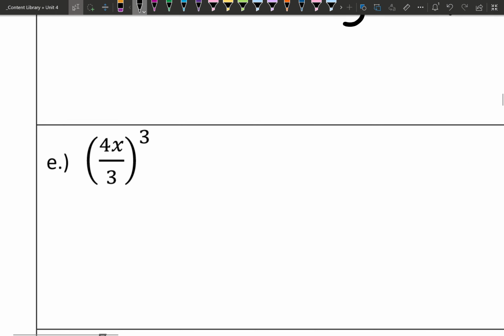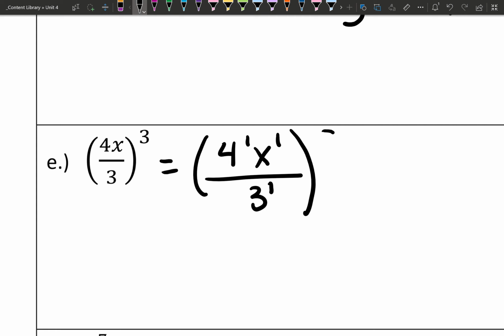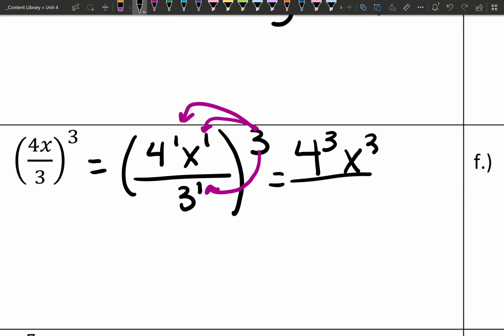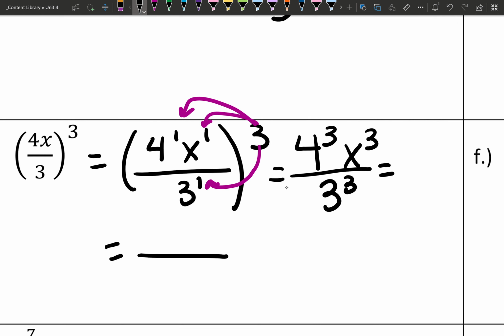All right, letter E. Just going to remind ourselves about the power of 1. And then we're going to use the power of quotient rule and multiply everything by 3. All right. Well, they're all 1s. 1 times 3 is 3. So everything becomes to the power of 3. Let's simplify. 4 to the power of 3 is 64. We got x to the 3rd. 3 to the power of 3 is 27. Perfect.